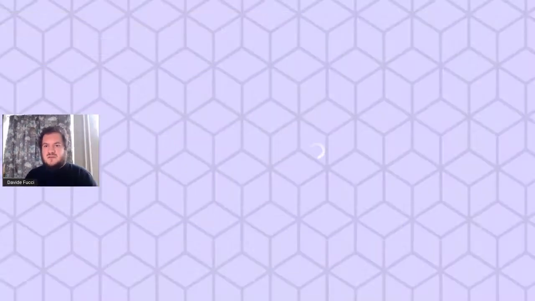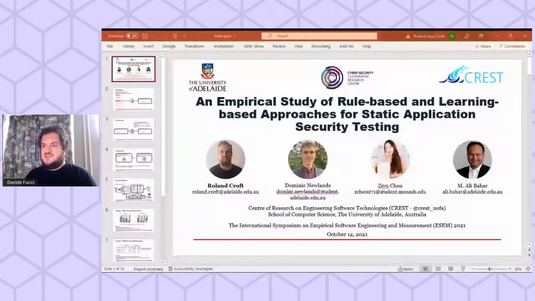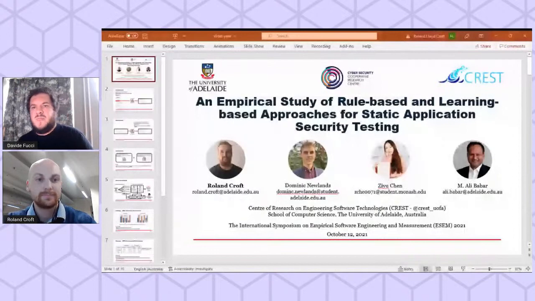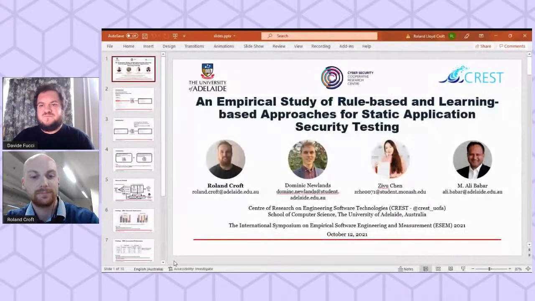And so let's move on to the second paper from the technical track. It's an empirical study of rule-based and learning-based approaches for static application security testing. Our presenter is going to be Roland Croft from the University of Adelaide. And I'm going to bring Roland on stage. Here you are, Roland. Welcome.